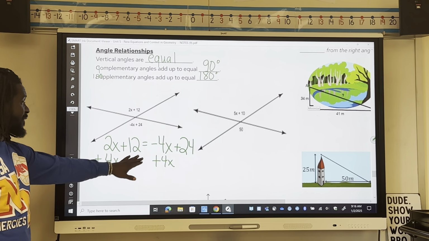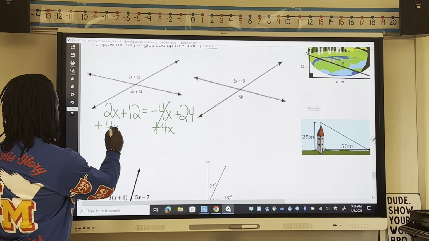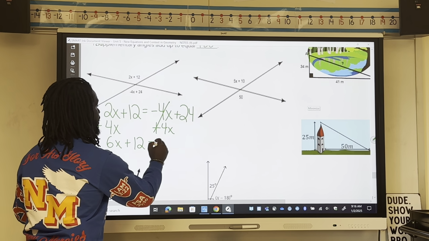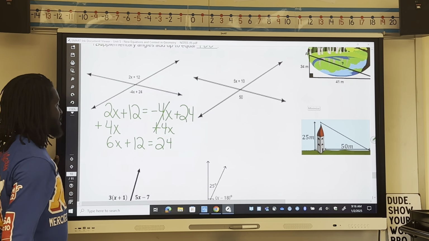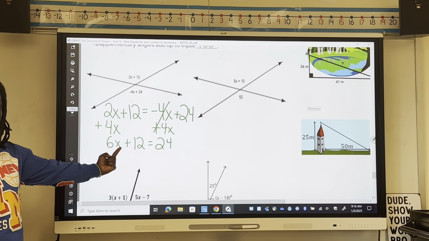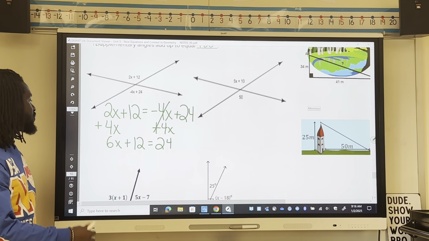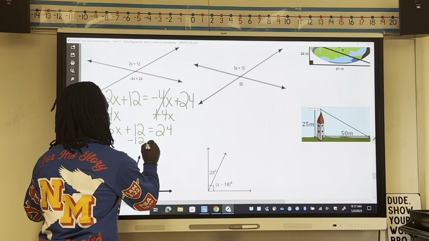Okay, and so my 4x's are going to cancel. That leaves me with 6x plus 12 equals, and then I'm just going to bring down the 24. Now I'm trying to get the x by itself, so I'm going to get rid of this plus 12. The opposite, or the inverse, of plus 12 is a minus 12.